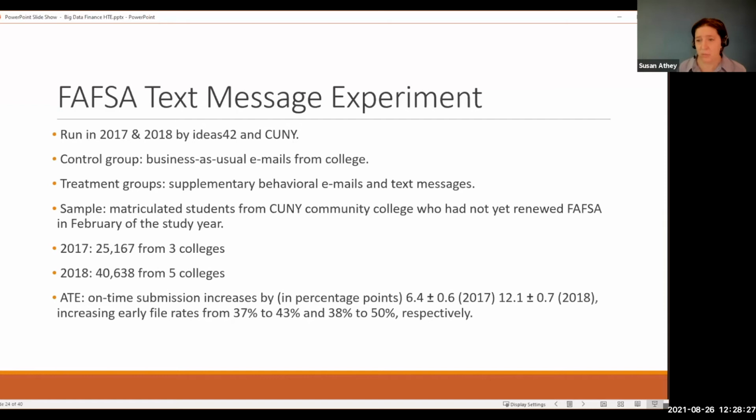So this is the big picture that a lot of consumers have trouble doing what's good for their own financial health.